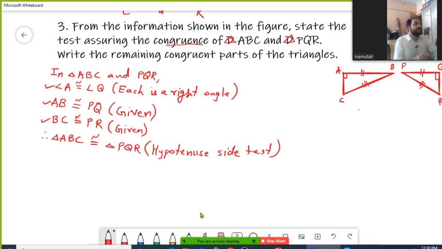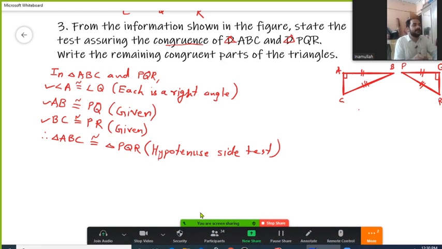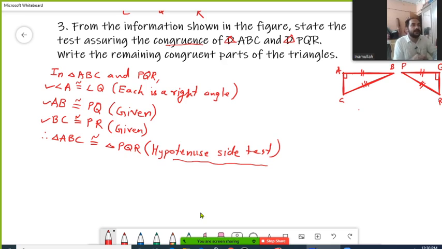This is the first part of your question. The question says state the test assuring congruence of triangle. So this is the test assuring congruence, that is hypotenuse side test. Write the remaining congruent parts of the triangle. Here we will mention whatever parts are remaining. So suppose these two triangles are congruent. What about AC and QR? These two parts we have not discussed in order to prove them as congruent. So this AC and QR is remaining.